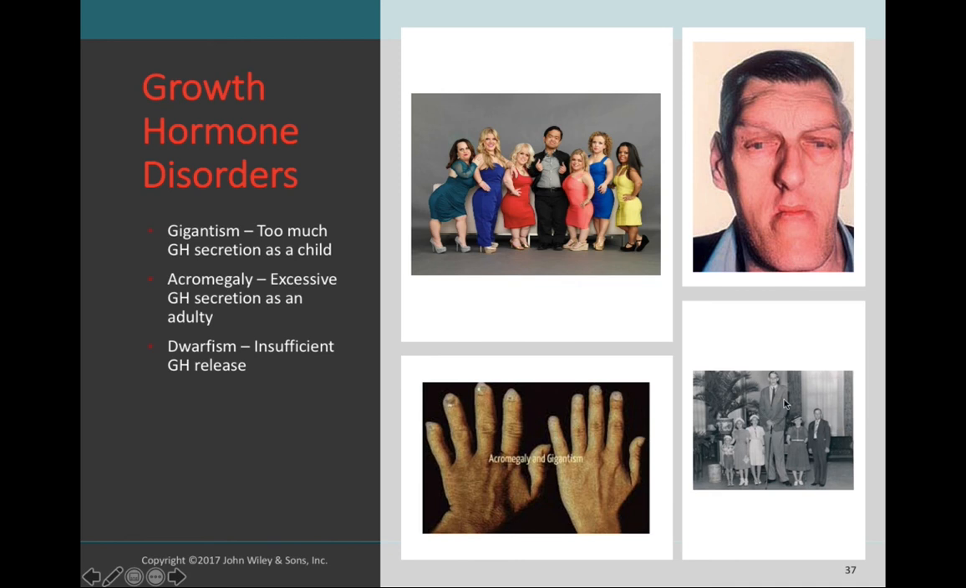So you can see that this individual is incredibly taller than everybody else, because he had too much release of growth hormone. Now, if we obtain this growth hormone imbalance as an adult, that's where we're going to get acromegaly instead. Now, this is not going to cause a growth like this.